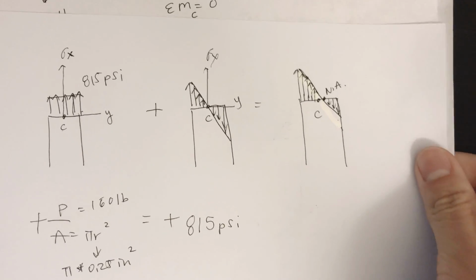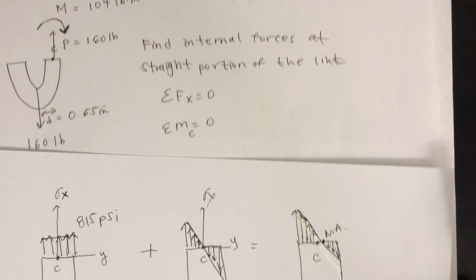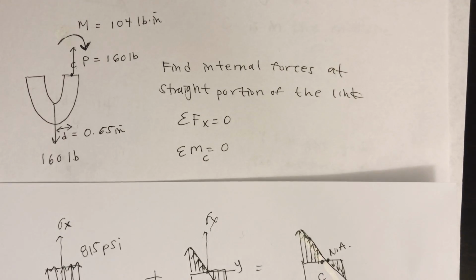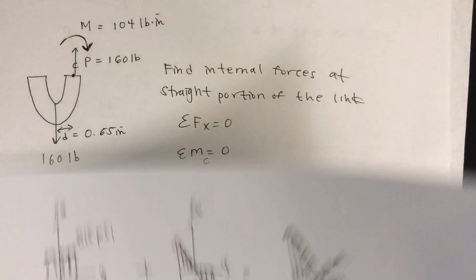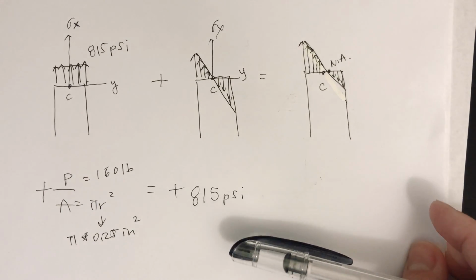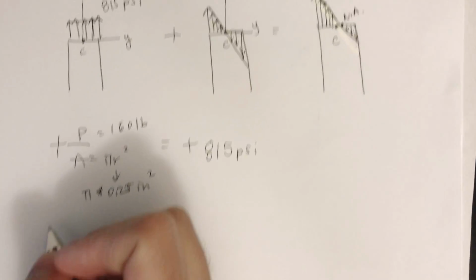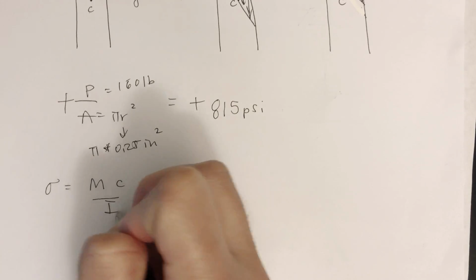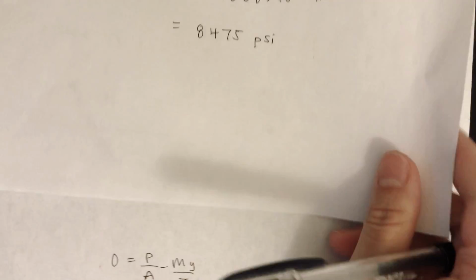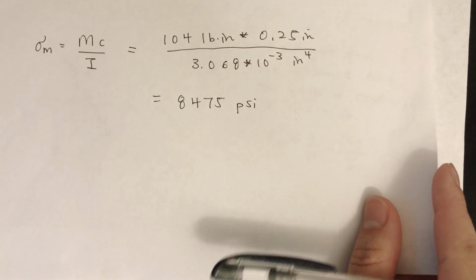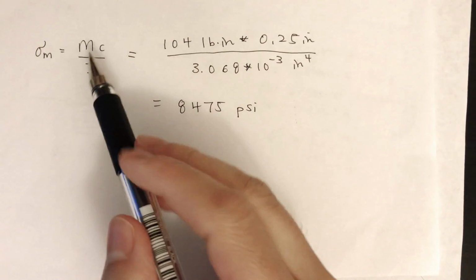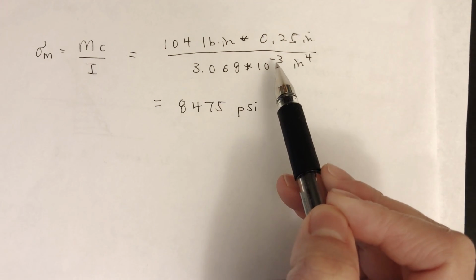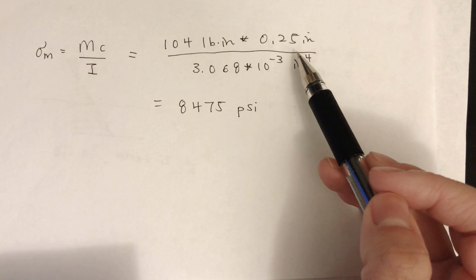Okay, so the equation for the stress for a moment is stress equals Mc over I. Okay, I have it right here. So moment, we already found, is 104 pound-inch. C is the radius, so 0.25.